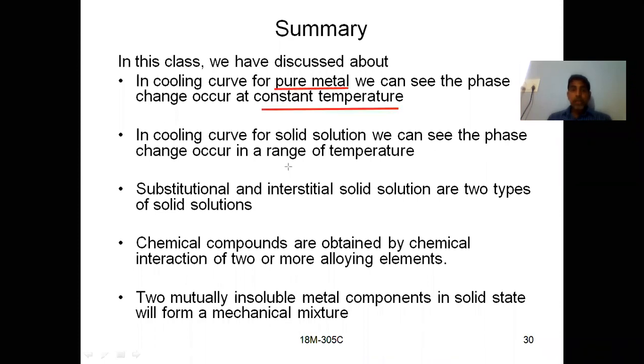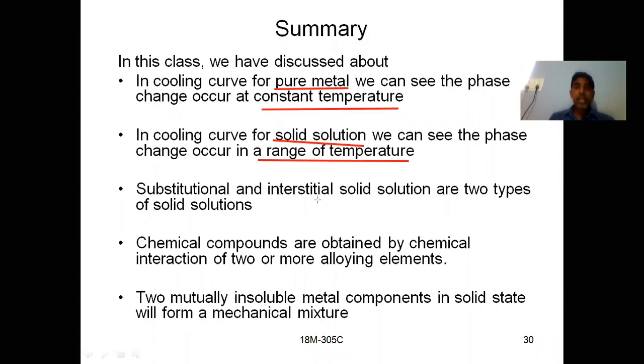And if you go for the cooling curve for a solid solution, what do you have? You have a range of temperature. Here you have a definite, constant temperature, and for a solid solution you have a range of temperature, that means from T1 to T2, like that. Whereas in your pure metal, you have a constant temperature, that means T. So you do not have a range.